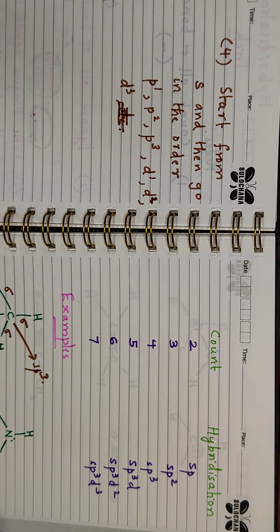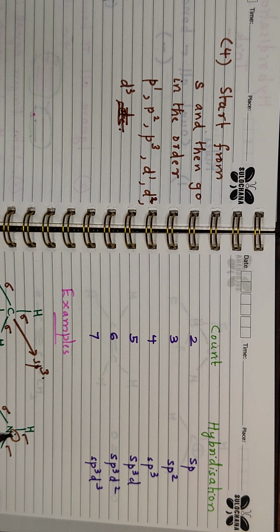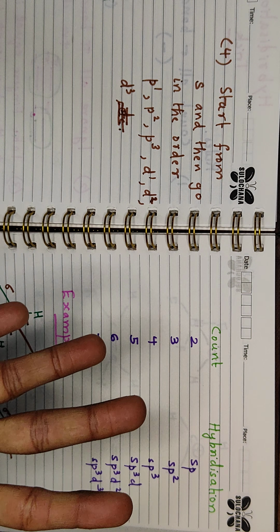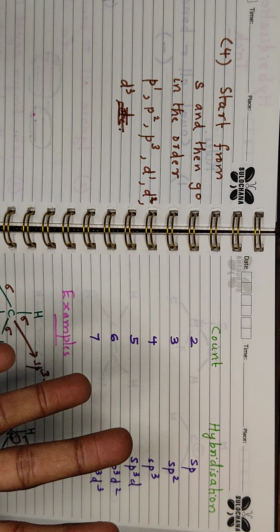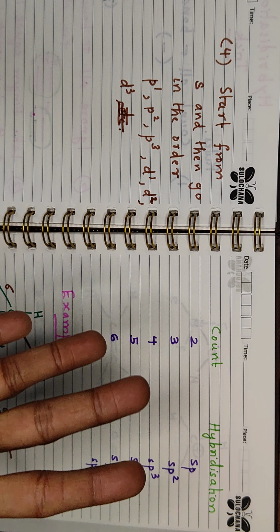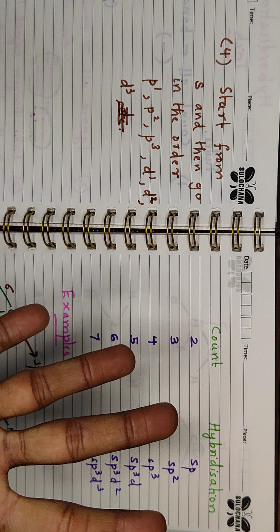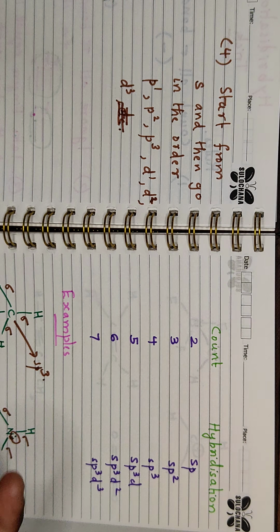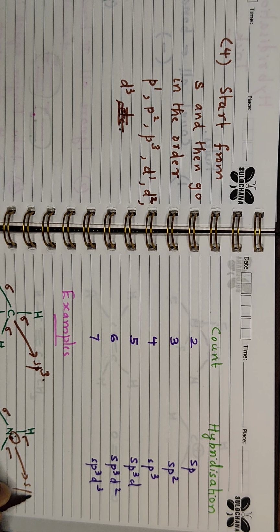hybridized. And when you talk about this molecule, which is ammonia, there is one sigma, another sigma, another sigma, and one lone pair. So altogether it is 4. The lone pair has to be considered for finding the hybridization. So altogether, 3 sigma bonds and 1 lone pair make 4. So again, the hybridization is sp3.